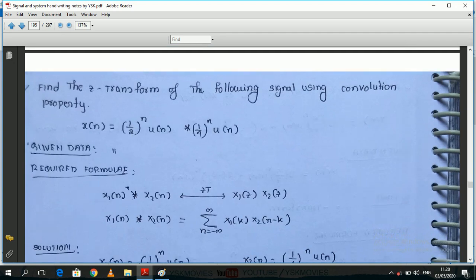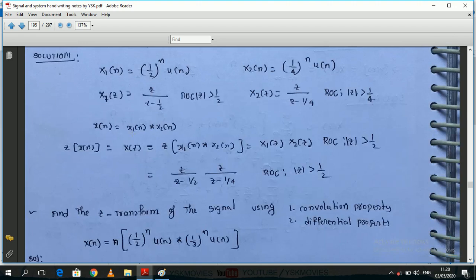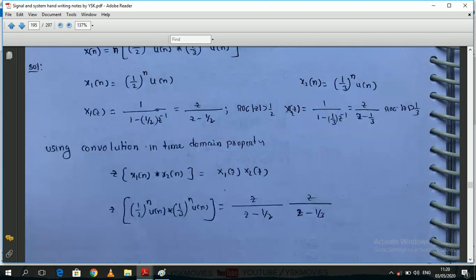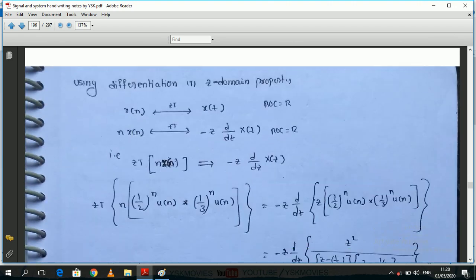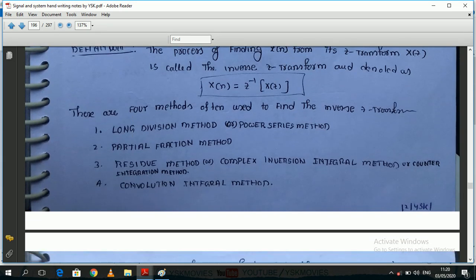Find the Z transform following the convolution property. So these are some problems. Okay, next, see the long division method.